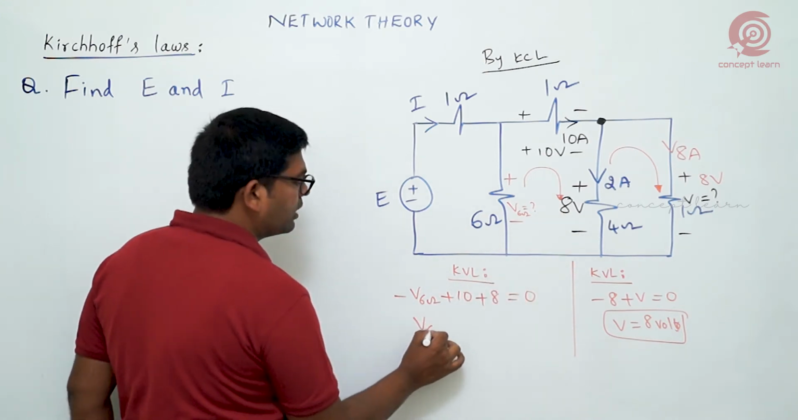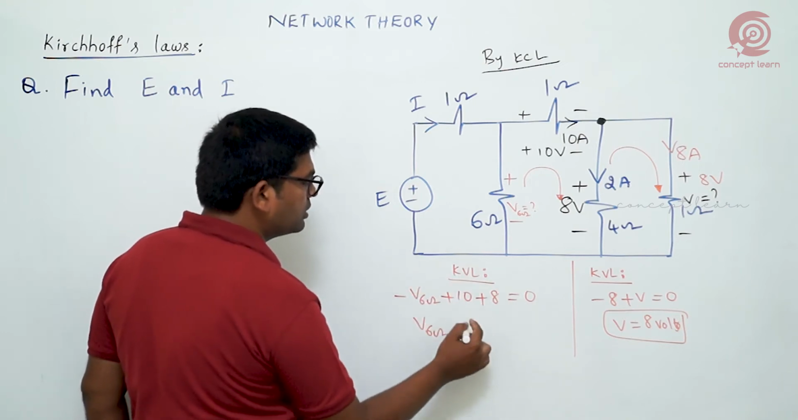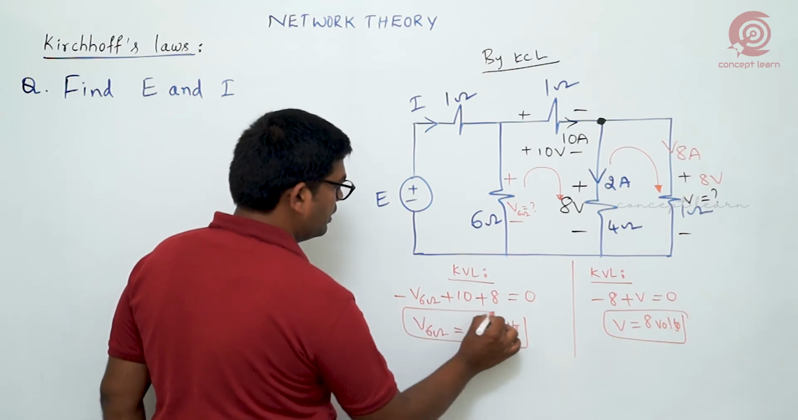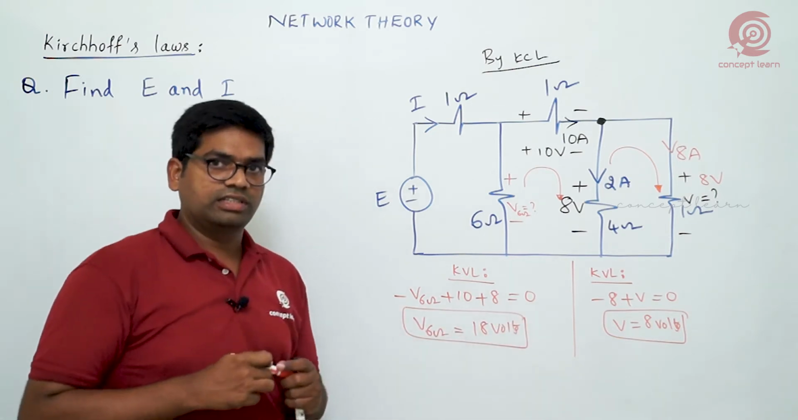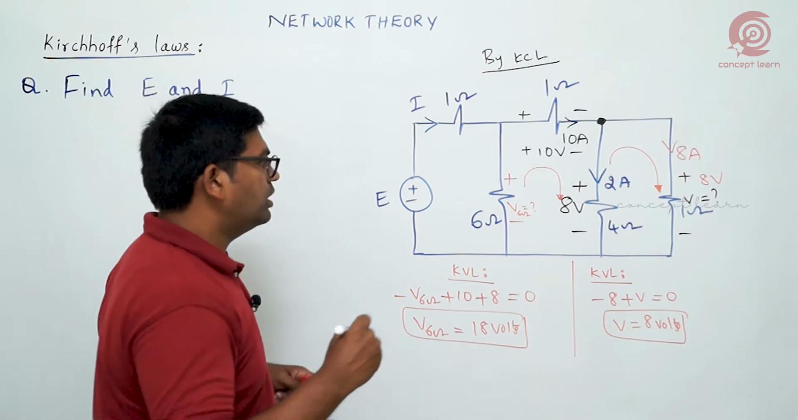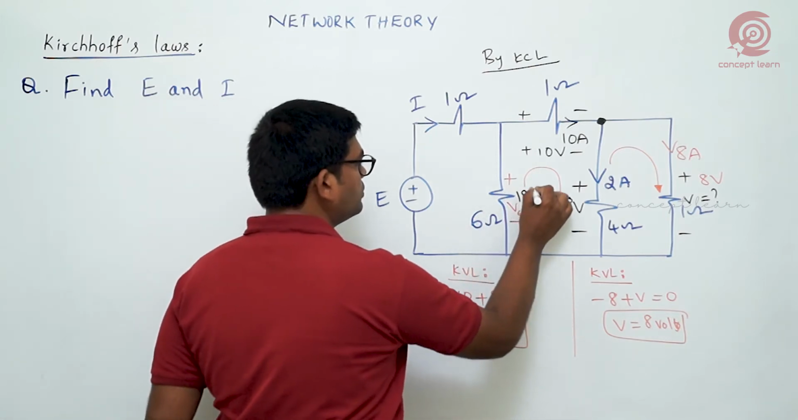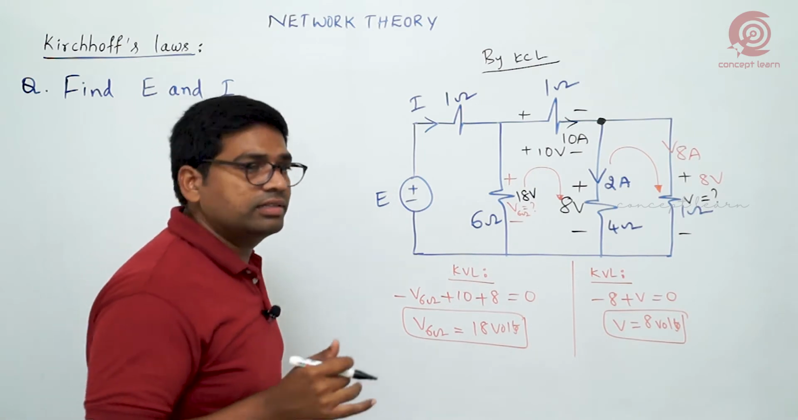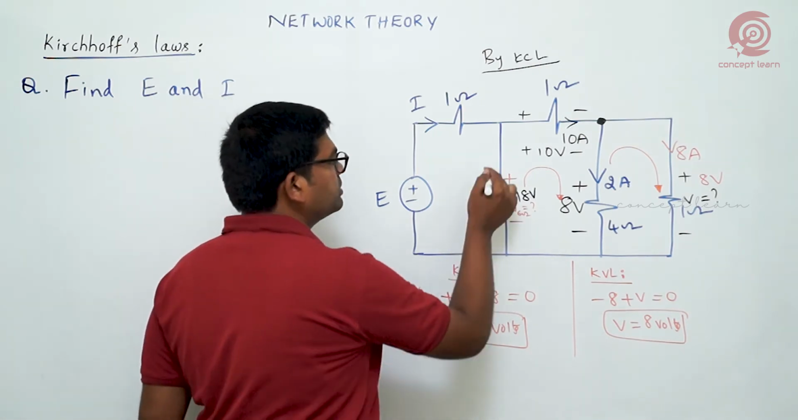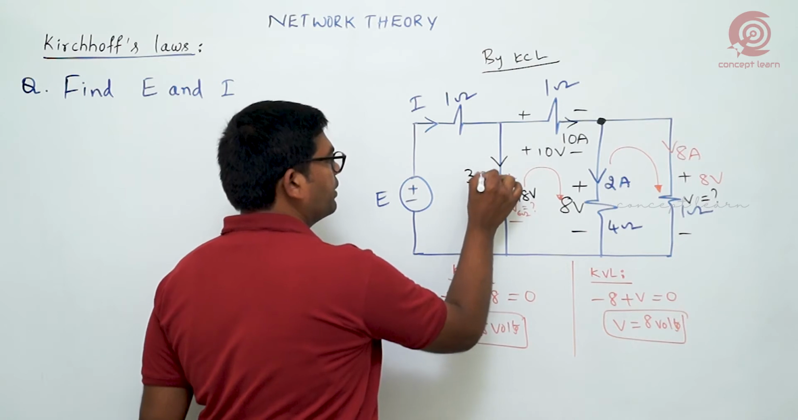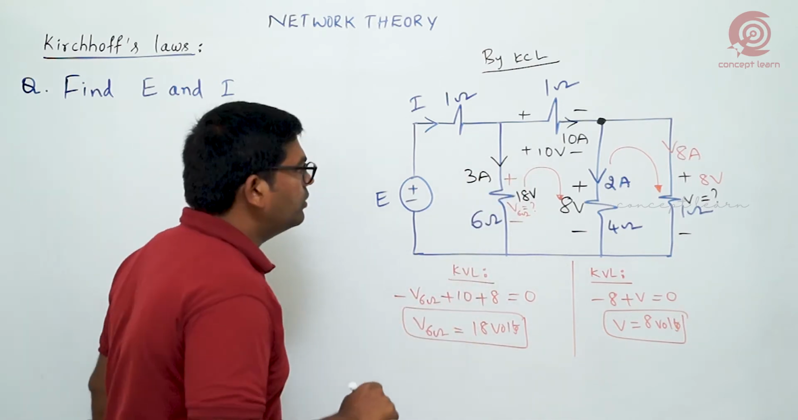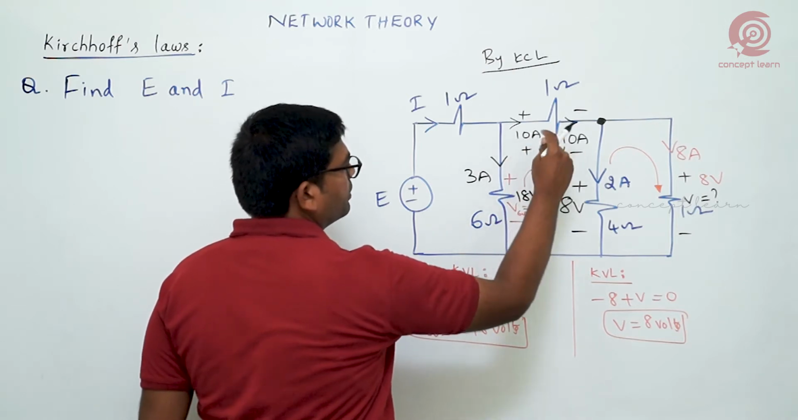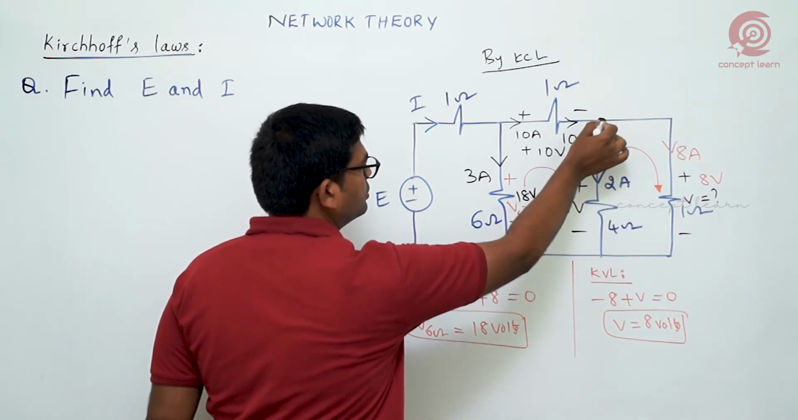So what is the voltage across 6 ohm? If you write it on the other side, 10 plus 8, 18 volts is the voltage across the 6 ohm resistance. But after having 18 volts by 6 ohms, what must be the current by Ohm's law? 18 by 6 means it must be 3 ampere. Now already we have a branch current, 10 amperes, from the previous KCL application at this node.